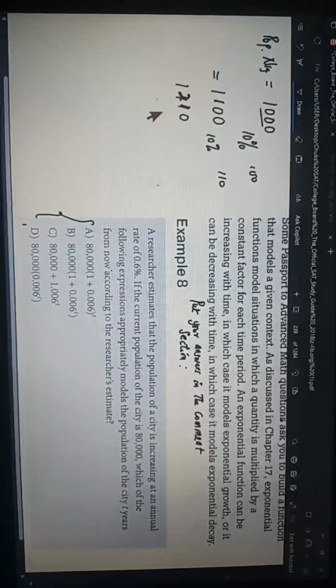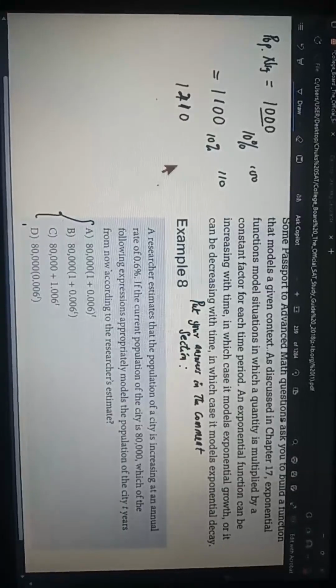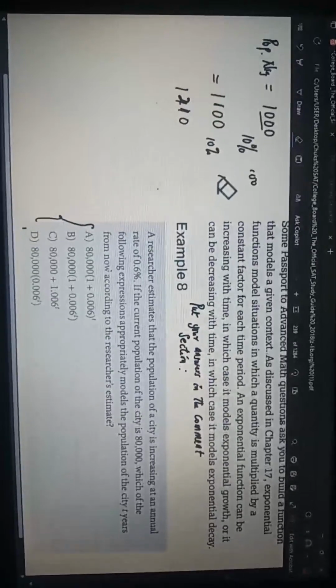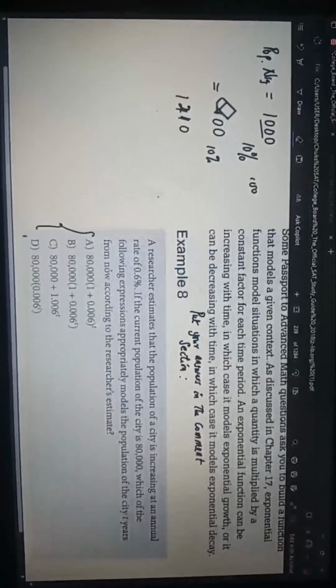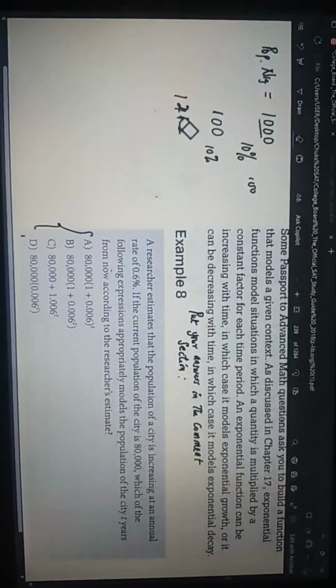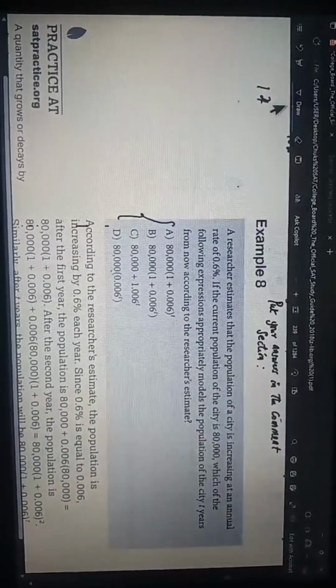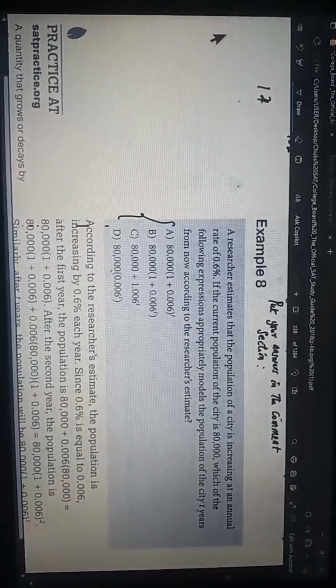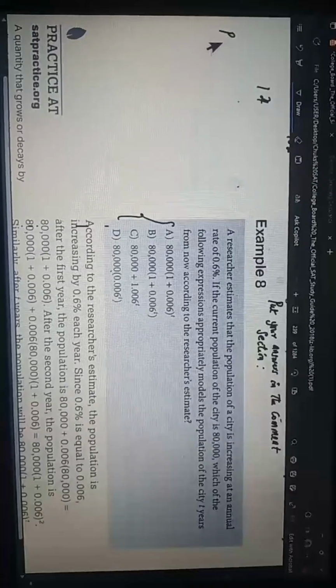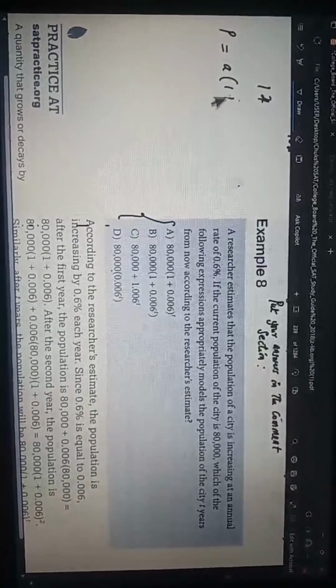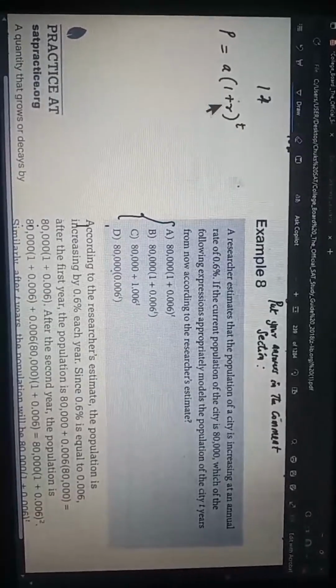It's going to be increasing exponentially. That's what I'm trying to draw out for you. So this is an exponential model. That is what you have to have in mind: exponential model. So how do we solve it when it's an exponential model? If the population is increasing exponentially, this is all you need to know. It's going to be expressed as A into 1 plus R to the power T.